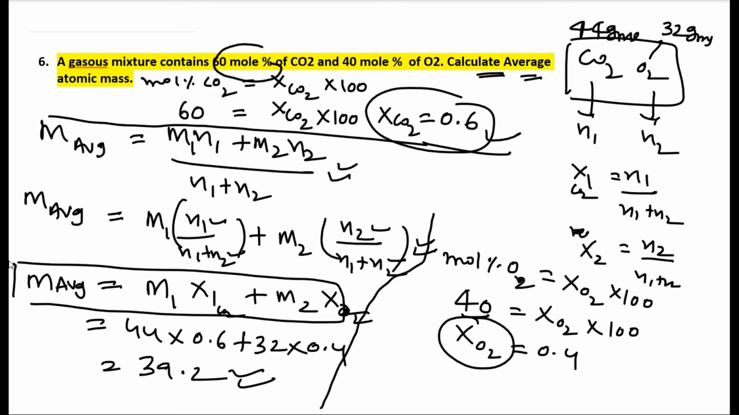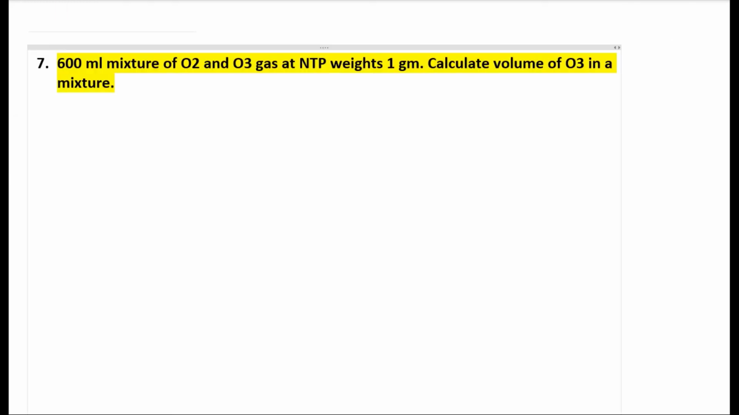Next, coming to problem number 7, an easy problem. So what is the problem? 600 ml of O2 and O3 gas at NTP weighs 1 gram. Please analyze the problem. I hope it is an easy problem. How to solve that problem? First I will give the information.